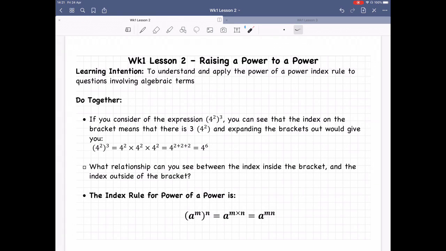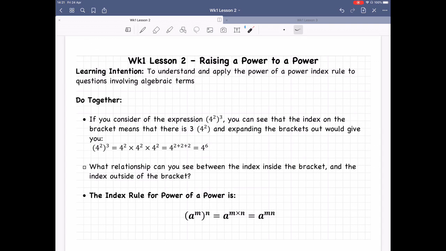Hey everyone, in today's lesson we are going to look at raising a power to another power. So this is building on from our previous lesson on multiplying and dividing with indices. So our learning intention for today is that we can understand and apply the power of a power index rule to questions involving algebraic terms as well as questions involving just numbers.